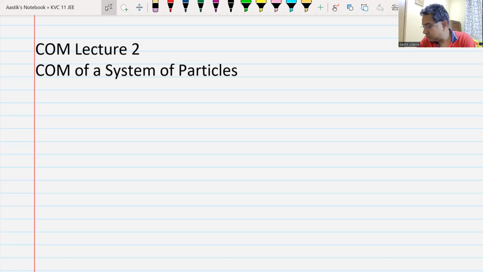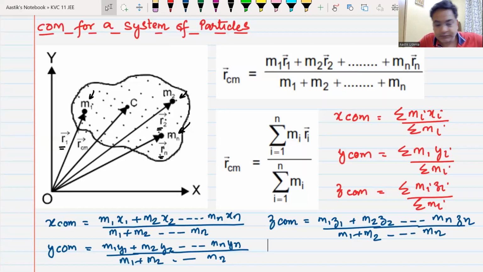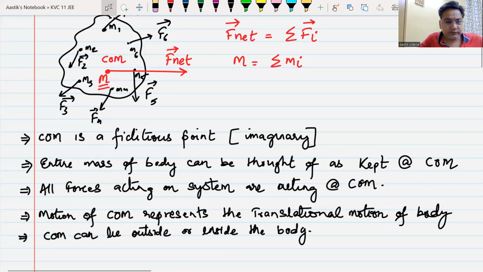Center of mass of a body or a system is a point whose motion describes the translation motion. Anything else? Imaginary point. Okay, it is an imaginary point and whose motion describes the motion of the entire body as a whole, the translation motion.